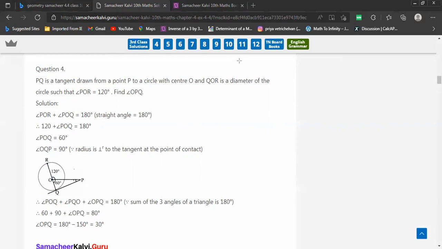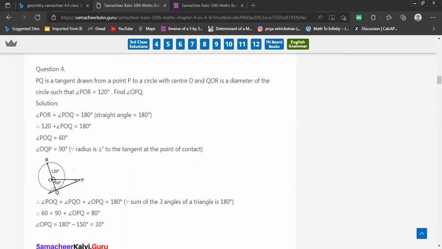So you'll be able to find the value of POQ by substituting in this. POR is already given in the question, which is 120. So just subtract that 120 from 180, we'll get the answer as 60. So POQ is 60. Okay. And what about OQP? This part. So OQP, you need to find what is Q.